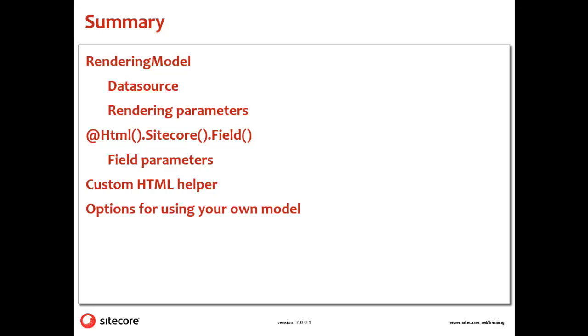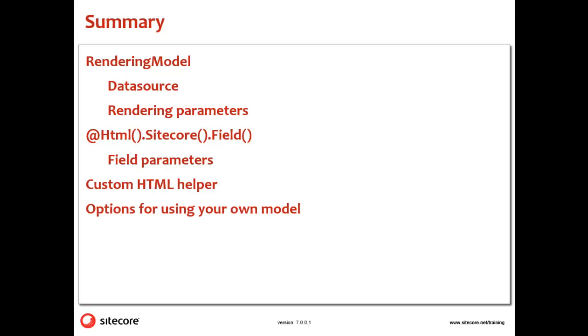We also looked in greater detail at the Sitecore field helper, in particular how to pass in field parameters, such as the max width and max height for images, or the text for links. Finally, in this first section, we created a couple of custom HTML helpers to allow us to do .ImageField and .LinkField rather than using the generic .Field helper.